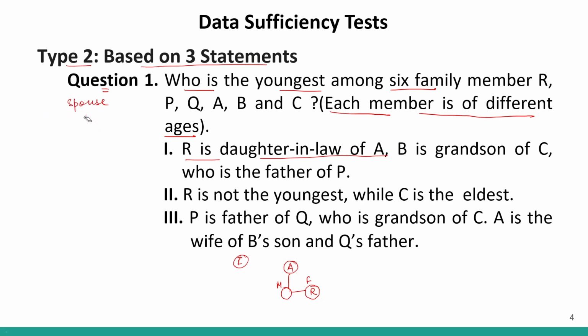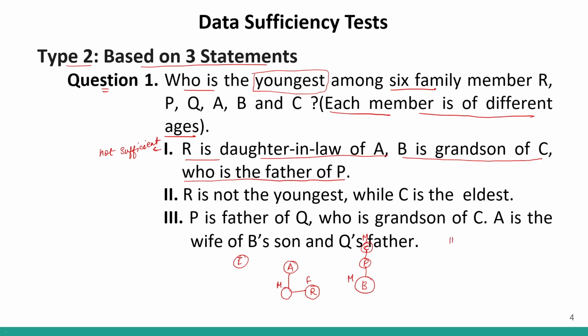Okay, now moving forward, B is the grandson of C, who is the father of P. So B is the grandson. So there will be three generations. Grandson of C. So B is male, grandson, correct? C is the father of P. So C is also male. This much information is given in the first statement. We have to answer who is the youngest. Can we answer who is the youngest based on this statement? No. So this statement alone is not sufficient, correct?